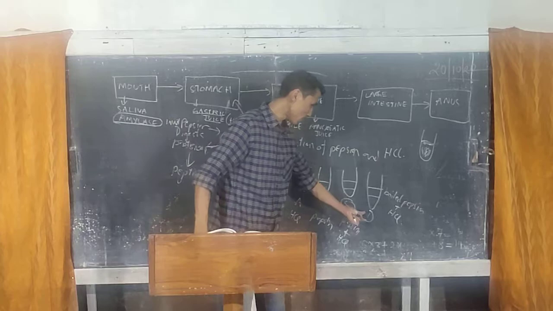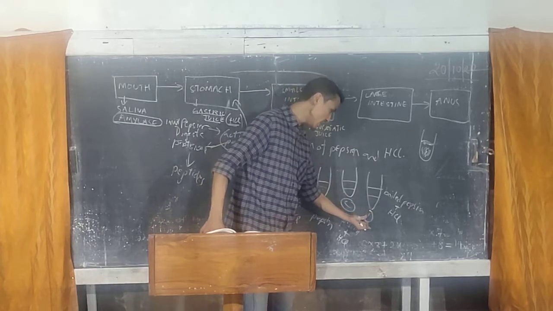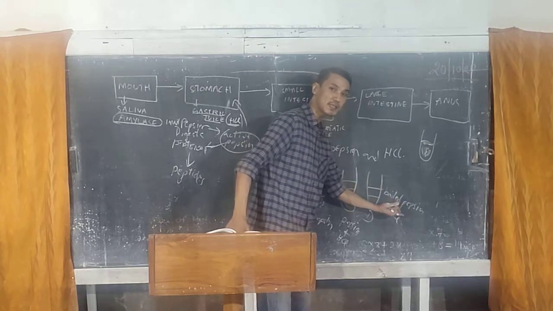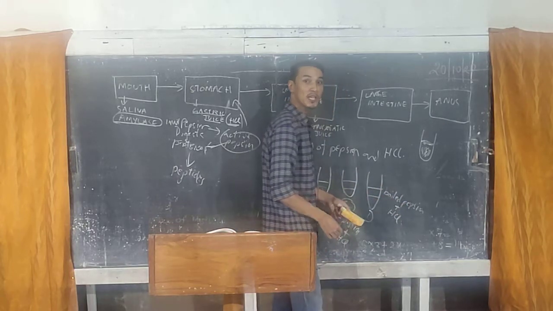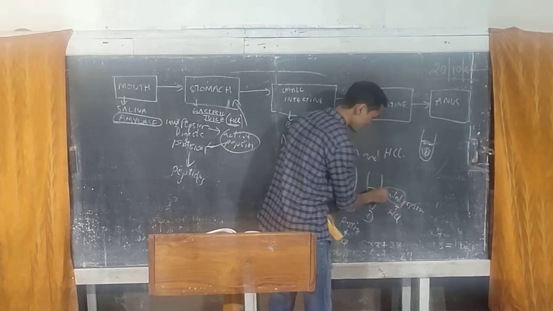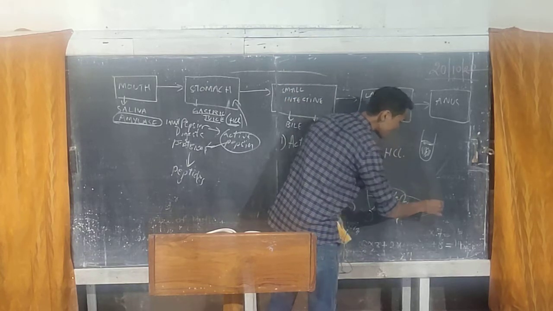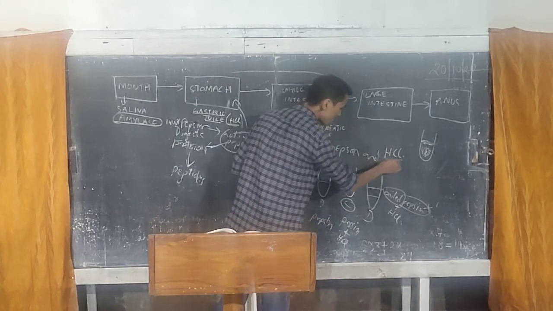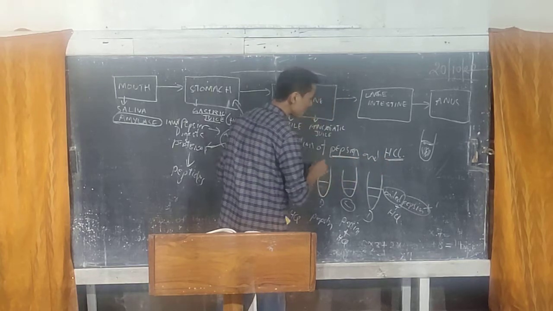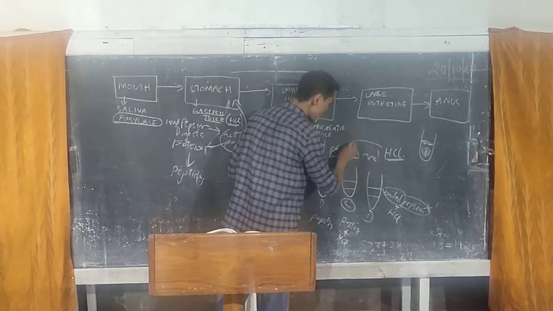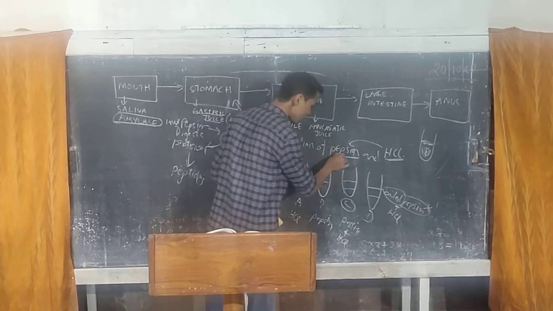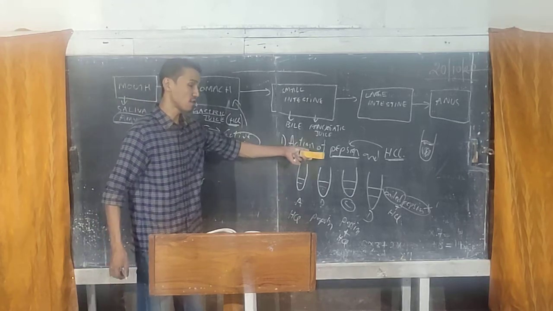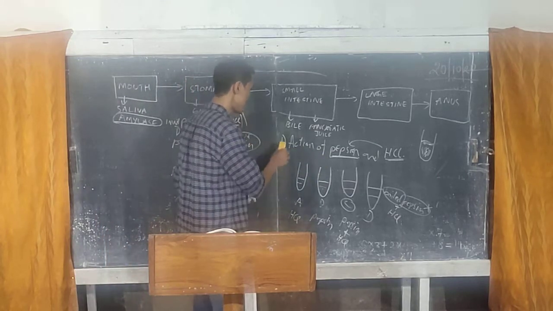Again, you might argue why not in D, but in D what happens is we are using boiled pepsin, and pepsins are nothing but enzymes which get destroyed upon heating. So since we are using boiled pepsin, that means this pepsin has been destroyed. So this experiment proves the effect of hydrochloric acid and pepsin. Hydrochloric acid activates the pepsin. Pepsin in turn digests proteins. So this is a simple experiment to determine the action of pepsin and hydrochloric acid.